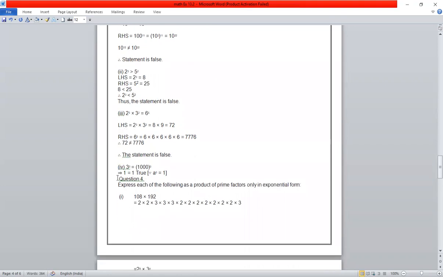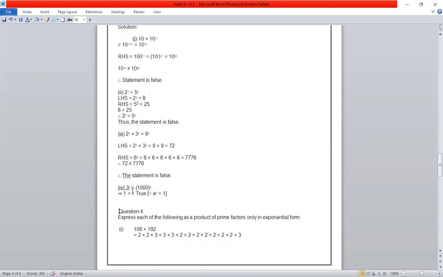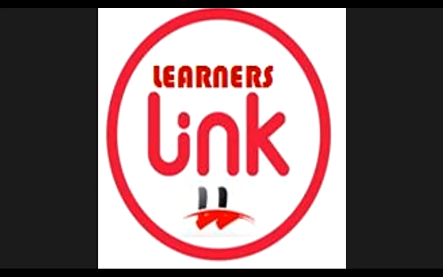Here, 3 to the power 0 and 100,000 to the power 0. Any number to the power 0 is 1. The statement is correct. So like this we have to solve our sums.